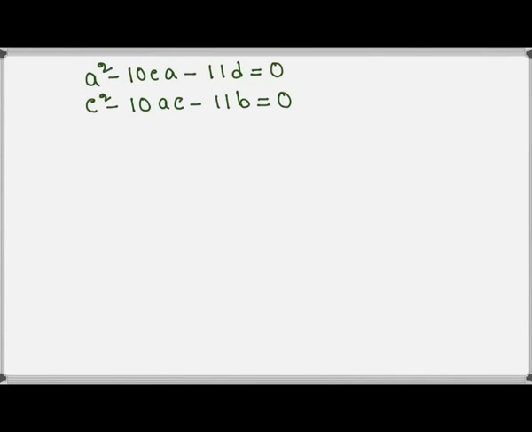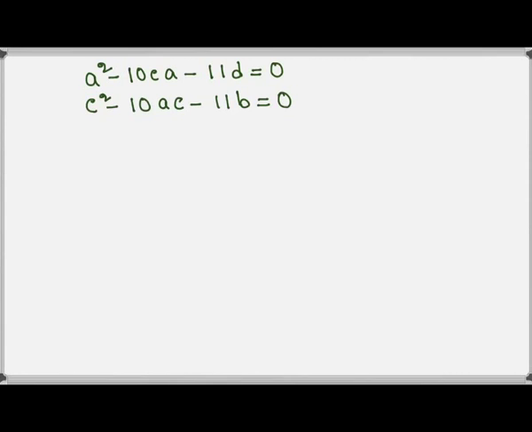Now since a is a solution of the first quadratic equation, we can write a square minus 10ca minus 11d is equal to 0. And since c is the solution of the second quadratic equation, we can write c square minus 10ac minus 11b is equal to 0. Now using these two, we will try to get a relation in a and c.